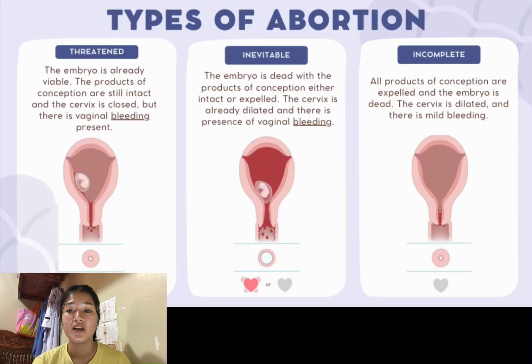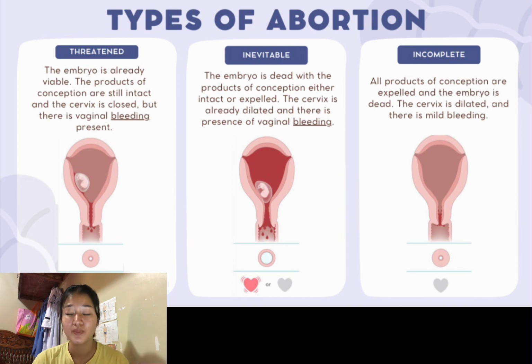So to discuss the types of abortion, we have 6 types of abortion. The first one is the threatened abortion. It is when the embryo is still viable and the products of conception are still intact and the cervix is closed, but there is vaginal bleeding present. From the word threatened, it means it is on the verge of being aborted. So the fetus is at risk for being aborted.